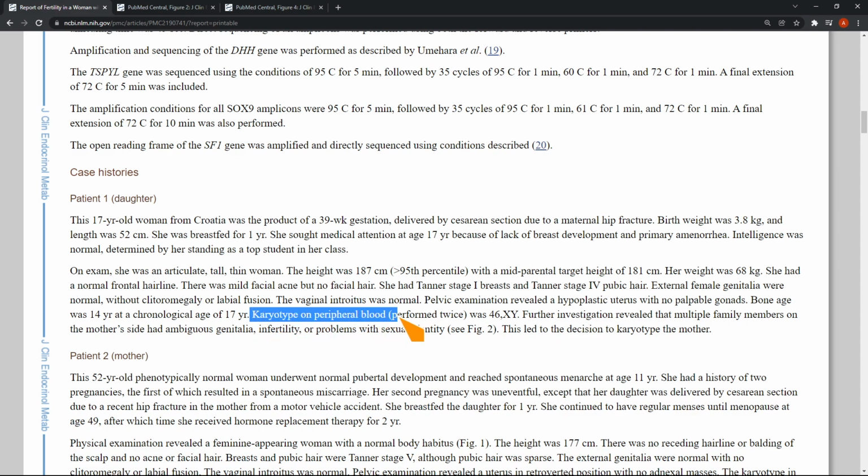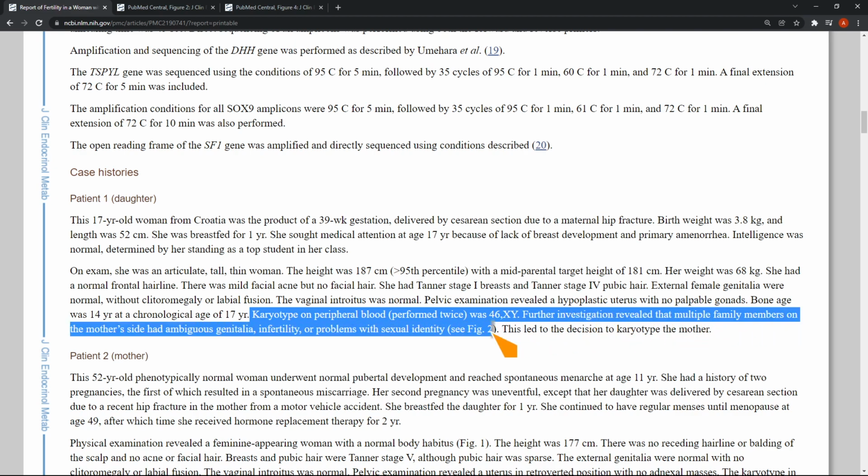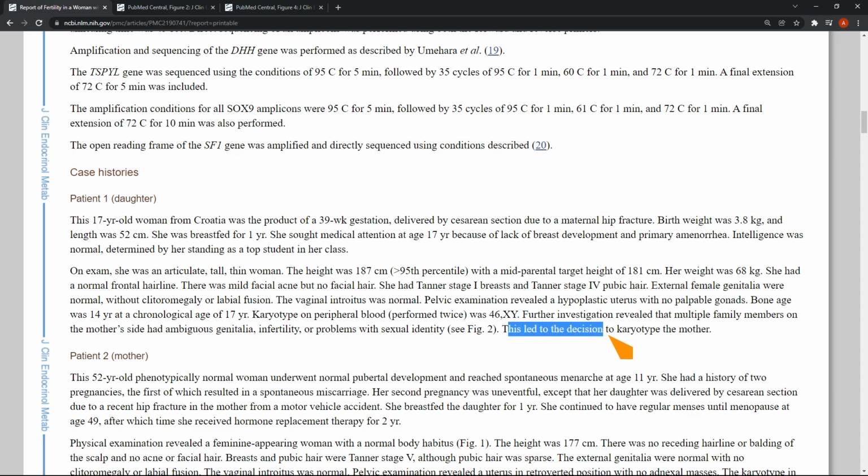Karyotype in peripheral blood performed twice was 46XY. So they did this twice to be sure, and both times she was 46XY. Further investigation revealed that multiple family members on the mother's side had ambiguous genitalia, infertility, or problems with sexual identity. That's figure 2. I have that pulled up in this tab. This led to the decision to karyotype the mother.